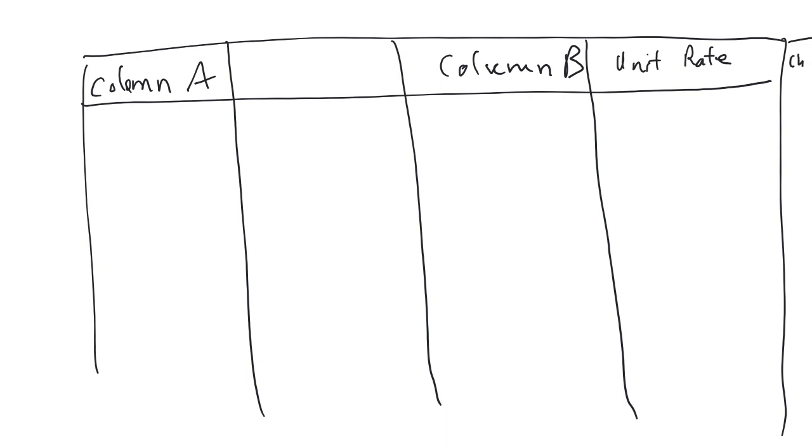All right, so on your homework, you're going to have something that looks like this. You're going to have a table. You're going to have column A, a calculation for column A, column B, and a calculation for column B. So let's call this column A, column B, and this is the unit rate. And we have a choice at the end.